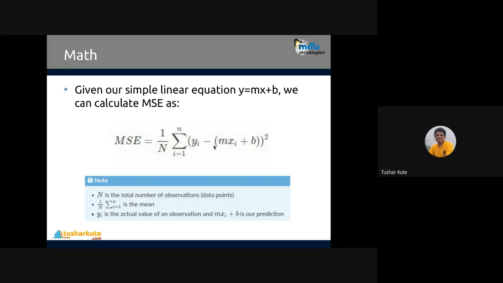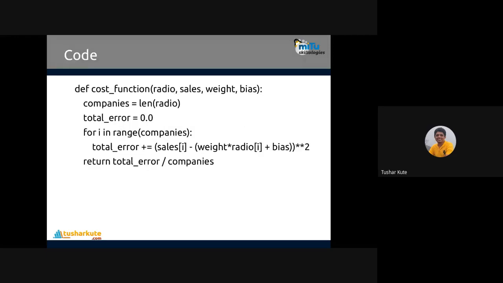And if we calculate all of them together, we get the mean squared error. Now, to calculate the cost function, let's see how the code can be created.